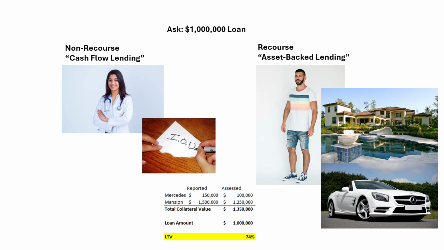Now I added a few more items onto this slide. We still have the ask of $1 million. So now let's say the average Joe is not just an average Joe. He recently won the lottery, and with it he bought a Mercedes and a mansion. So now he has some assets that he can pledge as collateral. He can say, "Hey, I own this house and this car outright.